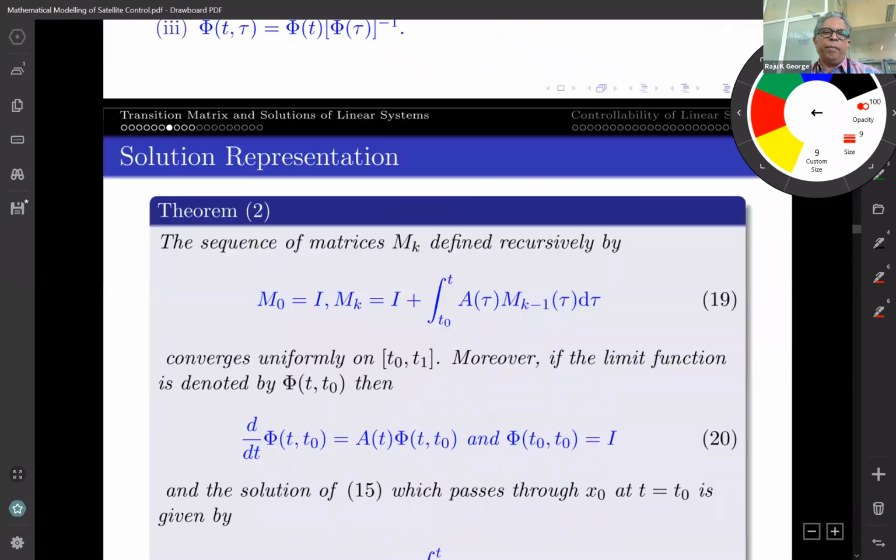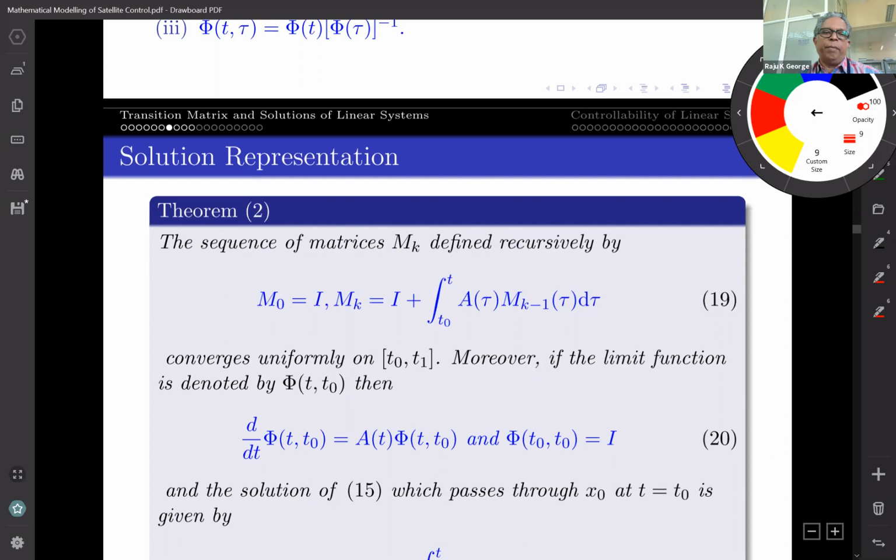And the transition matrix can be computed from the given matrix A. So a sequence of matrices Mk is recursively defined by M0 is identity, Mk is I plus the integral from T0 to T of A times Mk minus 1. If I recursively define these matrices, then this sequence of matrices converges uniformly in the interval T0, T1. And if the limit function is denoted by phi t T0, then that limit function satisfies the differential equation d by dt of phi t T0 is A t into phi t T0, and its value at T0 is identity. It is satisfying the property of the fundamental matrix solution.